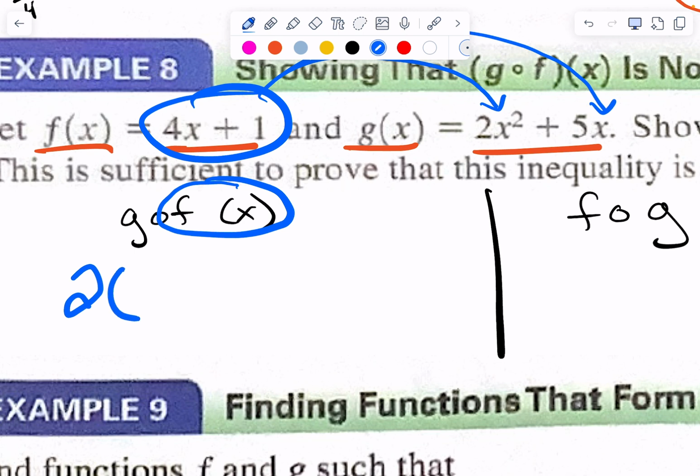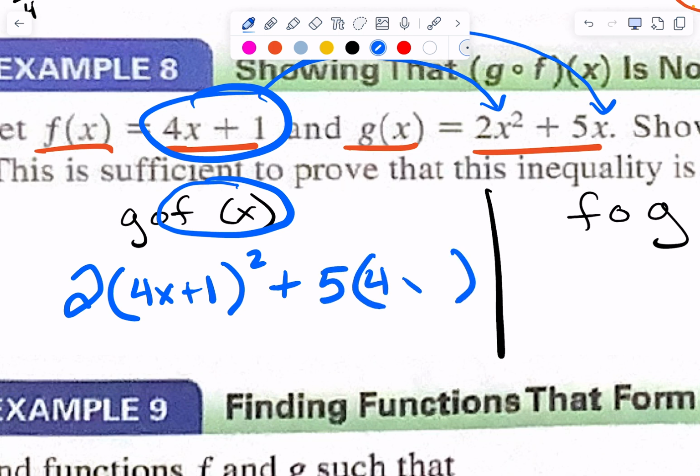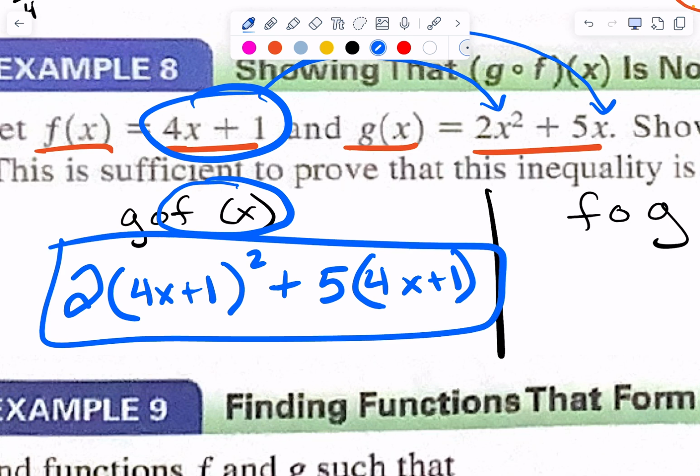I'm going to do big parentheses, 4x plus 1 squared plus 5, and then big parentheses again, 4x plus 1. Okay, I'm not going to FOIL this out. I'm just going to leave it the way it is, because we're just having to compare, right?